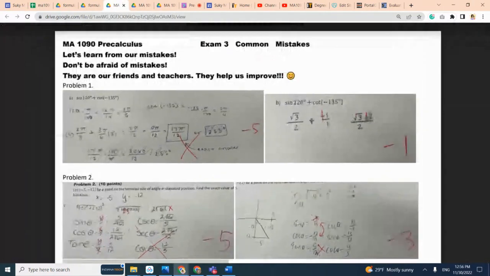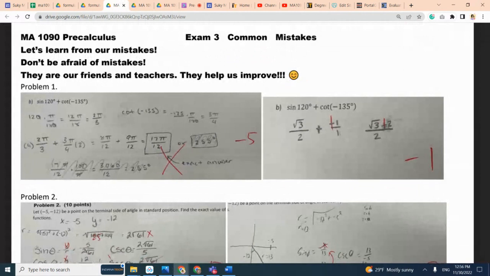Let's look at the common mistakes. Here, you don't need to change the angle to radians, okay? What we need is the sine of 120 degrees. Changing to radians does not help. So what's the cotangent of that angle? And then here, this is plus, okay? Because it is in the third quadrant. In the third quadrant, your cotangent is positive.